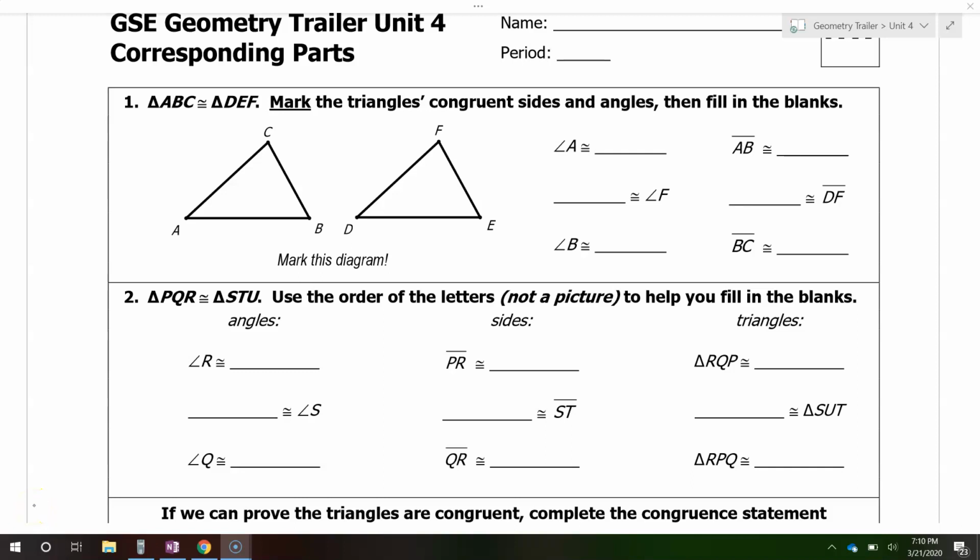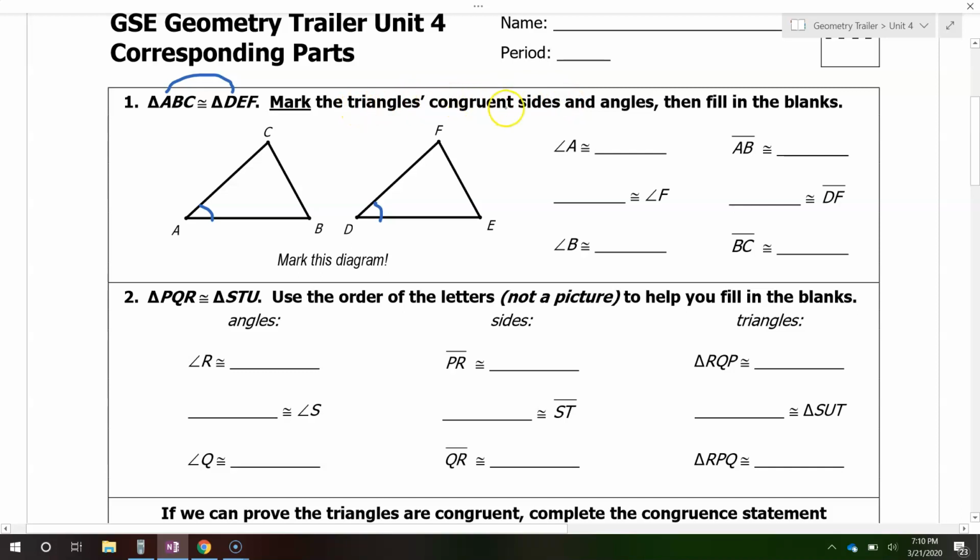In this video, I will show you how to identify and label the corresponding parts of congruent triangles. In problem number 1, we are told that triangle ABC is congruent to triangle DEF. The order matters, so this means that angle A and angle D are corresponding angles. So you can mark them like this: single swoop, single swoop.